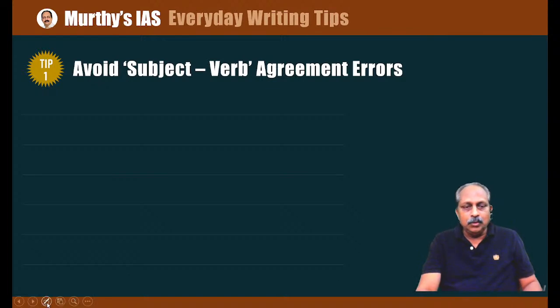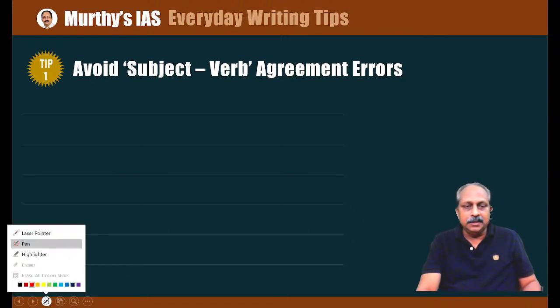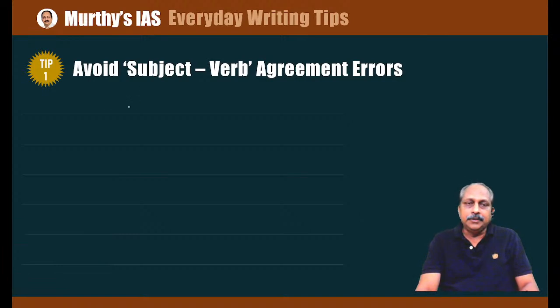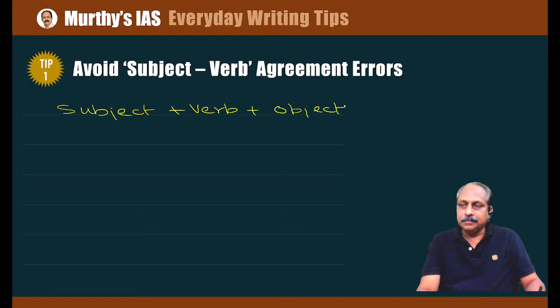Last time also I told the basic sentence pattern in English. The basic pattern is subject plus verb plus object. This is a basic pattern. SVO pattern it is called. And the first unit is subject, the second one verb.